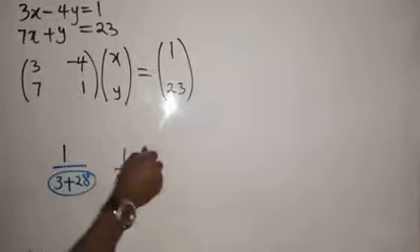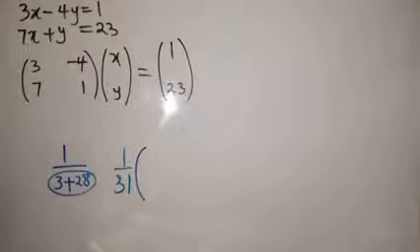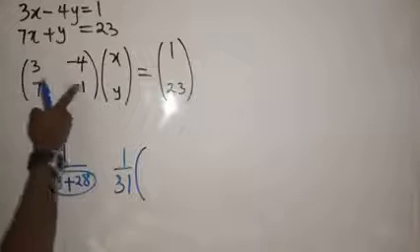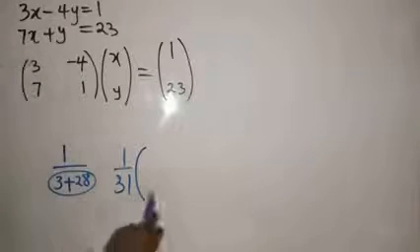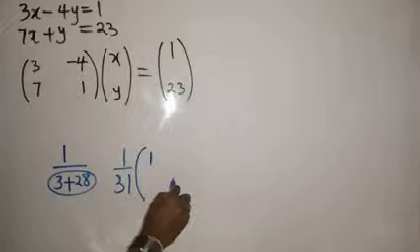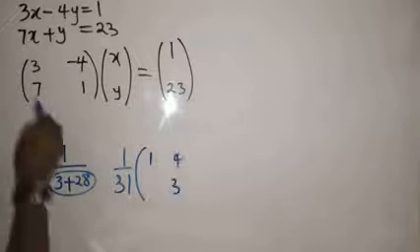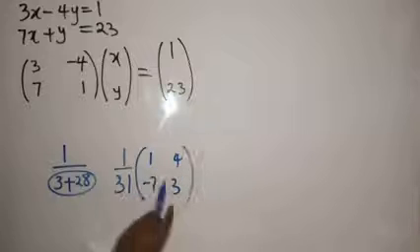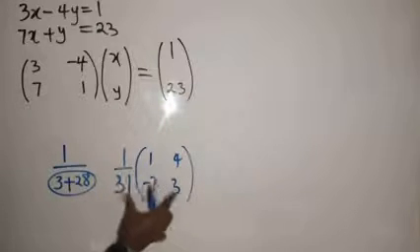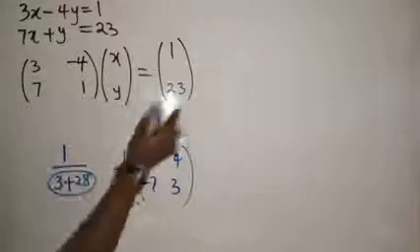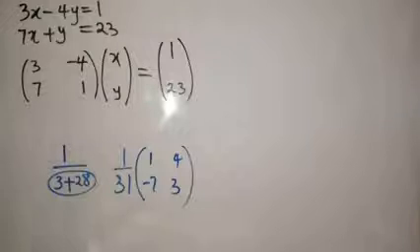1 over the determinant. Then how do we always do the inverse? We take this one, we swap the leading diagonals. This will be 1, this will be 3. Multiply this one by negative, you get 4. By negative, you get minus 7. So this is going to be my inverse. So I'll multiply this part and this part by the inverse. And when we do, everything will still remain intact.